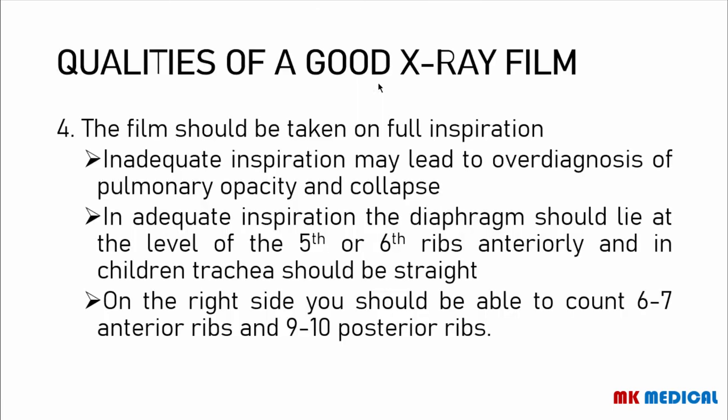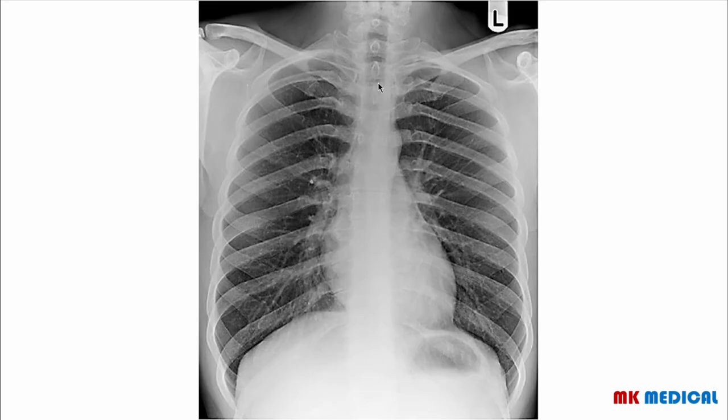Then the next thing that we're going to be checking is, of course, if this patient took this X-ray on full inspiration. Inadequate inspiration may lead to overdiagnosis of some pulmonary opacities or pulmonary collapse. Inadequate inspiration may also show that the diaphragm is elevated and not lying in its actual position. So on the right side of the X-ray, you should be able to count 6 anterior ribs. On the right side, you should be able to count 9 to 10 posterior ribs.